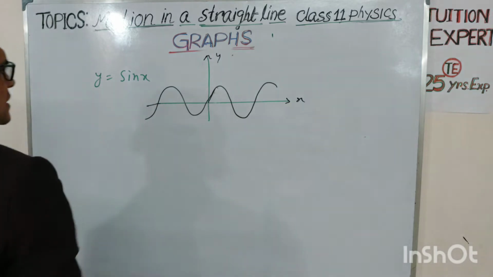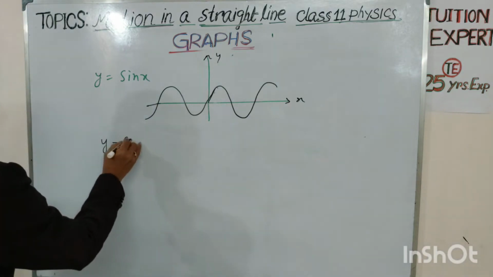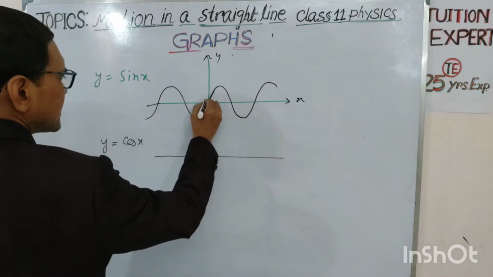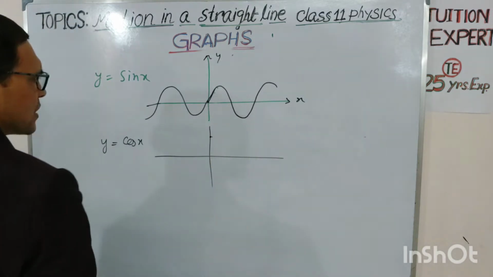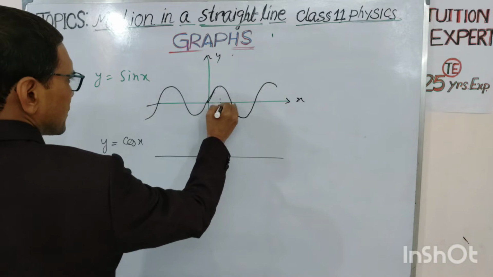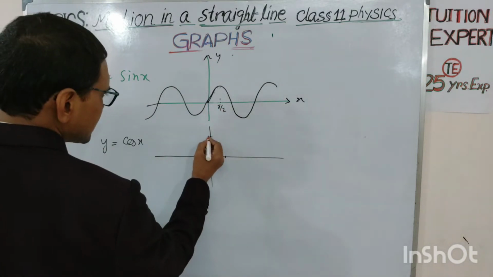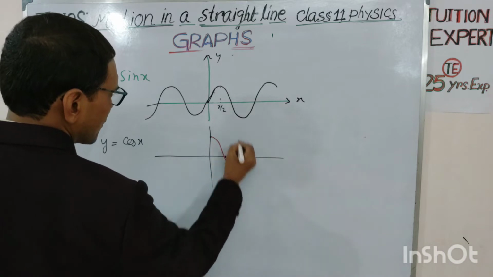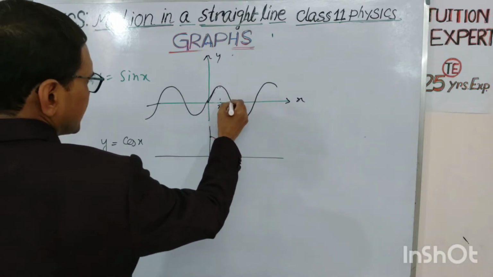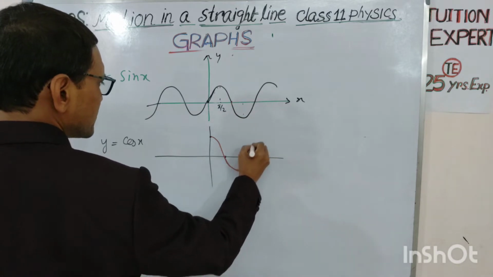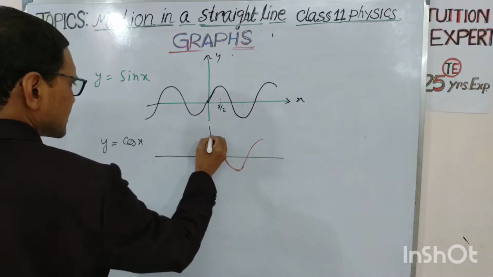This is the sin graph. And what is the cos graph? The cos x graph will be this. When sin x is 0, cos x is maximum. When it is pi by 2, this is 0. So the graph of cos x will be this. When this is pi, cos pi equals -1. This is 3 pi by 2, where cos will be 0. So the cos x graph will be this way.